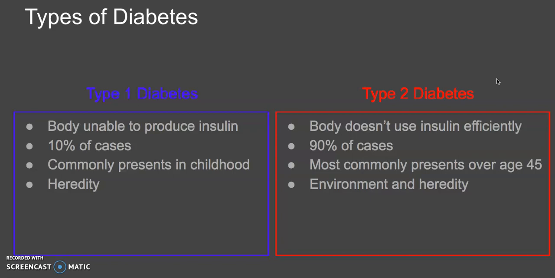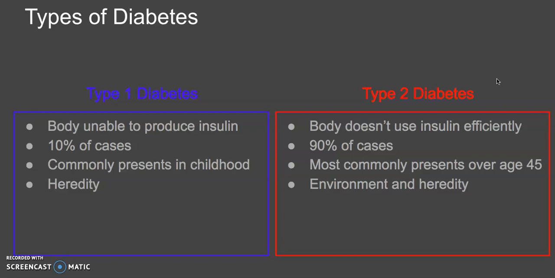Type 1 diabetes is the minority of cases, only about 10%, whereas type 2 is the majority, so about 90% of cases. So later, when we talk about the global context of diabetes, we're thinking primarily about type 2 diabetes because it's 90% of cases. We're also thinking about type 2 diabetes because it's influenced by both environment and heredity.